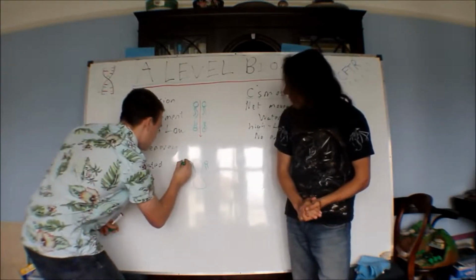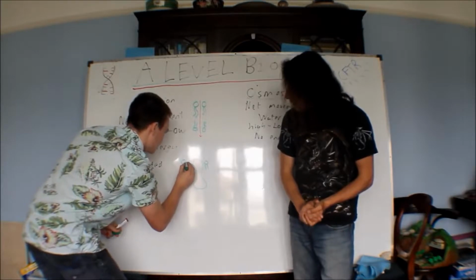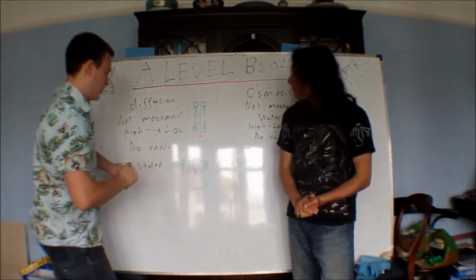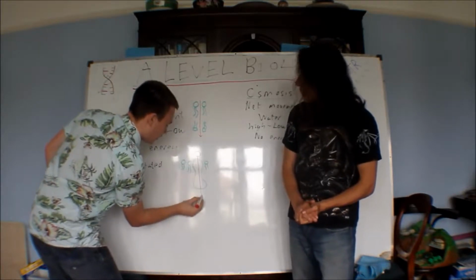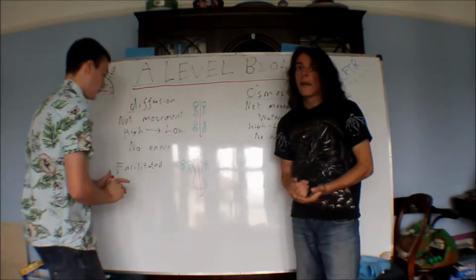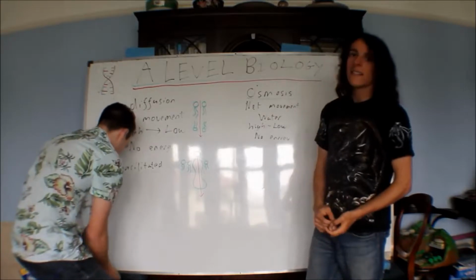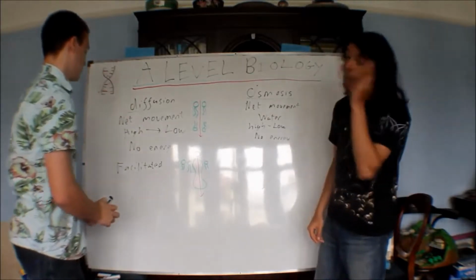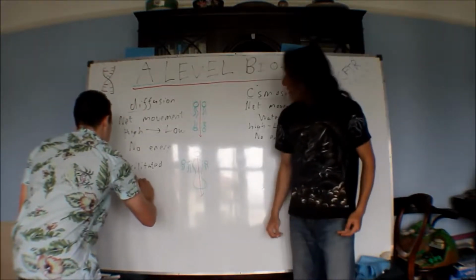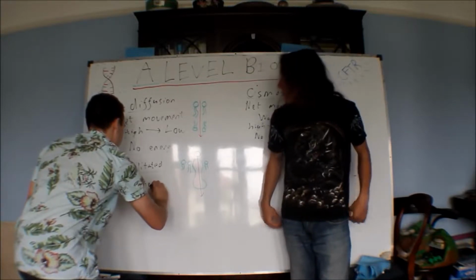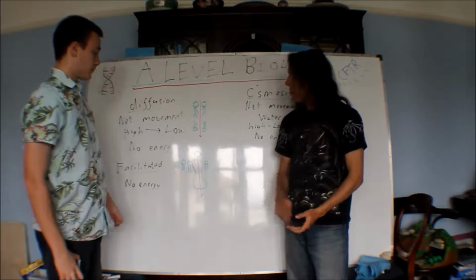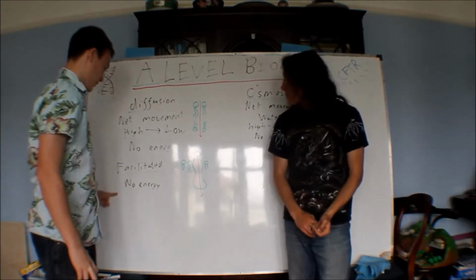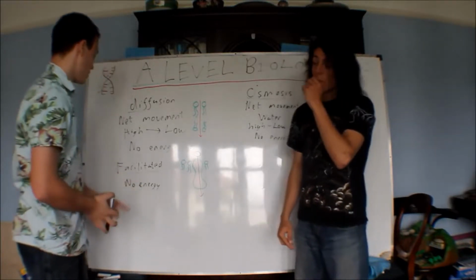I'll draw another one just to represent. So if this has sort of this distance here, you'd have something like this. And that would have to go through here, and it would be carried. Because this one's diffusion as well, it still doesn't use any energy, but it's just for bigger things. It uses a carrier protein. I don't think you need to know what it is, not in this one. And again from high concentration to low. All the same points would just be here, so I'm not going to write them all out again.